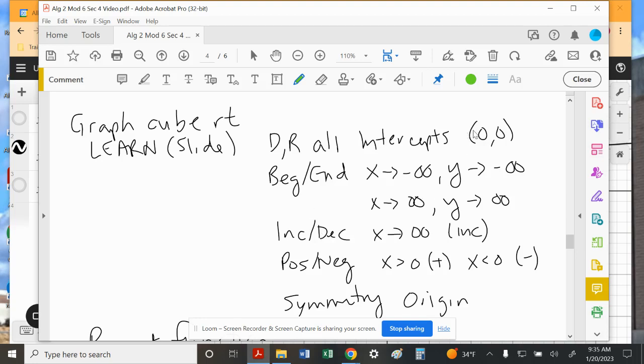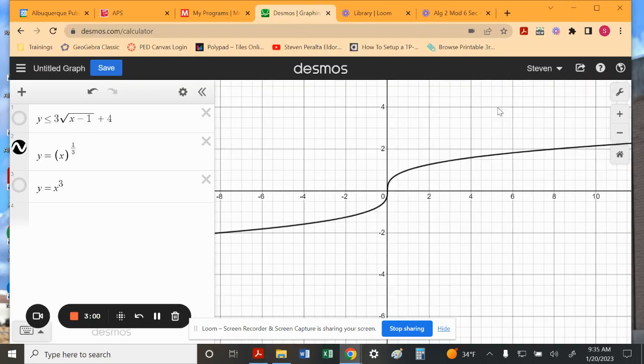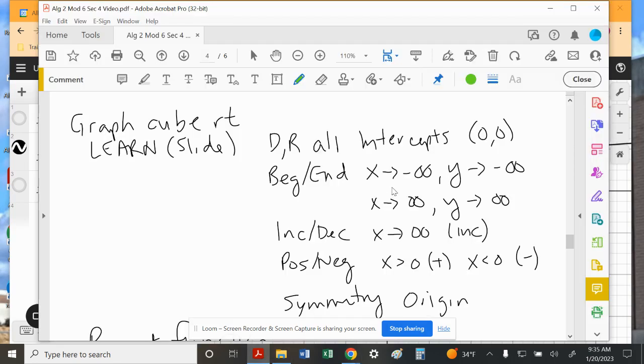The beginning and end behavior is what we're going to look at next. You'll notice at the beginning, as x goes this way, y goes down. So as x goes to -infinity, y goes to -infinity. As x goes to +infinity, y goes to +infinity. Notice that it is increasing, always from left to right. It's increasing all the time. It might be slow here, and then all of a sudden it goes really fast, and then it slows down again. But it's still increasing all the time. So on increasing and decreasing, it always increases.